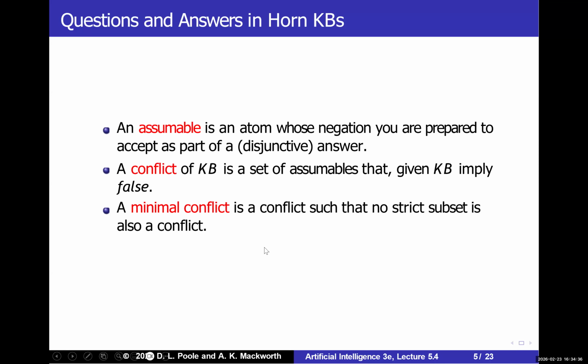In Horn knowledge bases, some propositions are considered assumable. These are statements we are willing to tentatively accept in order to explain observations. A conflict occurs when a set of assumables together implies false. A minimal conflict is the smallest such set. This concept is central to diagnosis. If a combination of assumptions leads to inconsistency, at least one of them must be wrong. Logical diagnosis works by identifying which assumptions must be rejected.